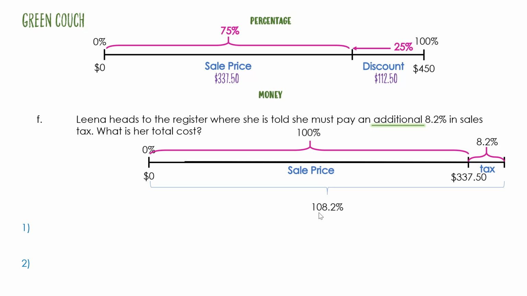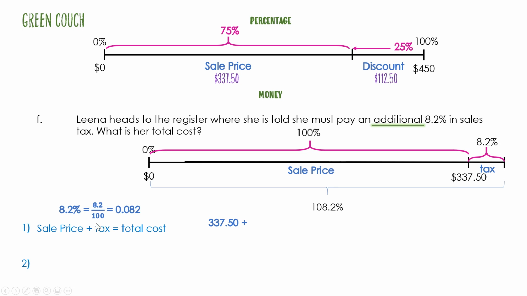So we need to figure out what her total cost is. And there's two different ways to do this too. Our first option is to take the sale price and add the tax to find the total cost. This is different than before because instead of subtracting a discount, I am adding a tax, right? So I will do my sale price, which is $337.50, but I need to find my tax.